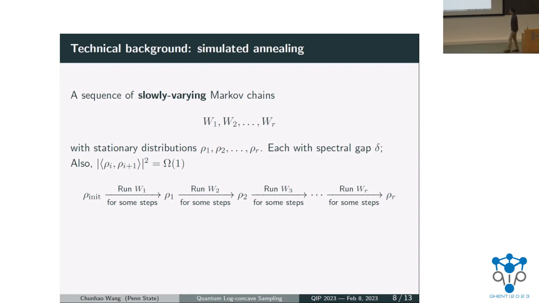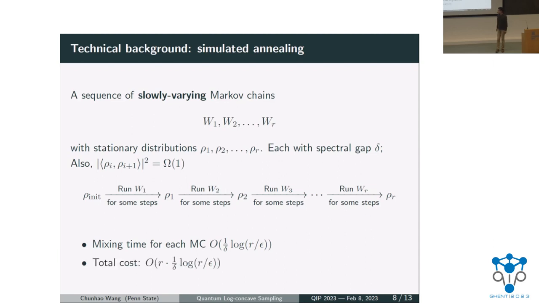So we hope that this is close to what we want. So what's the cost for this? Recall that the mixing time for each Markov chain is 1 over the spectral gap, and there are R Markov chains. The total cost is R times 1 over delta.